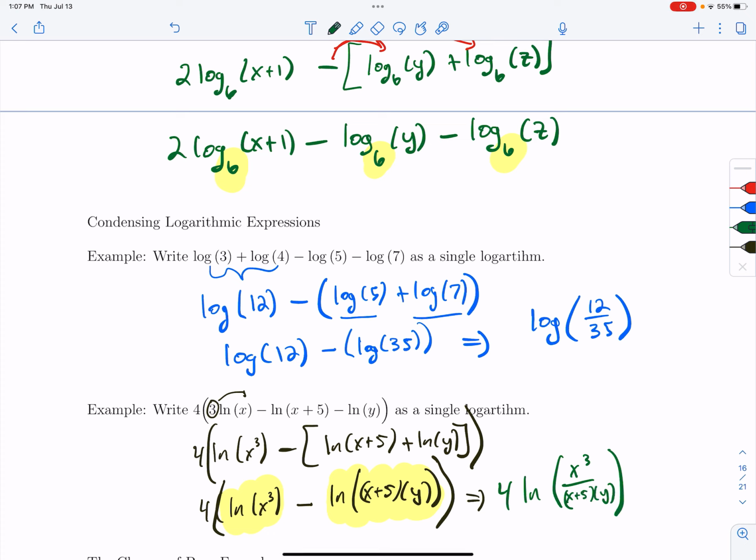And then that 4 I can write as an exponent. So this is going to be ln of x cubed over x plus 5 times y, and that's all raised to the 4th power. Sorry, kind of ran out of room, but hopefully you can see that all.